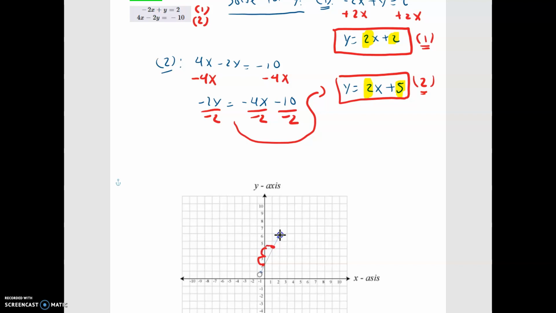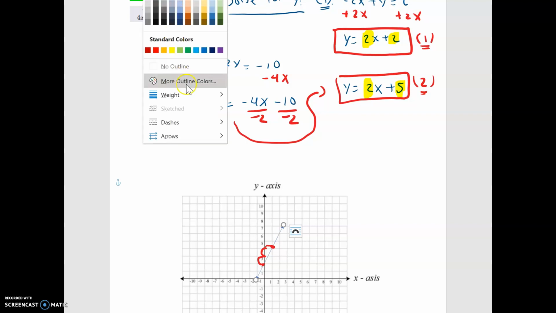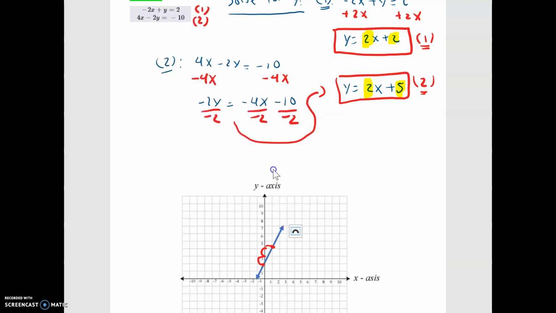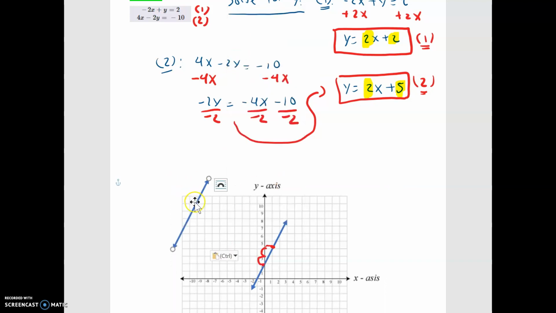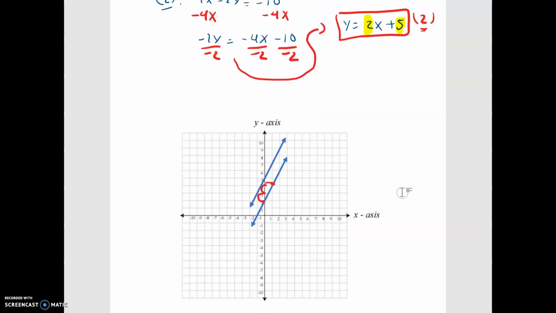Let me try to fix it. Okay, there we go. That is approximately the first line. And let me make it thicker so we can see it. Let me copy this one because it's going to have the same angle as the second line. But your second line is going to pass through 5. So that's approximately the second line. We're assuming that we have parallel lines.